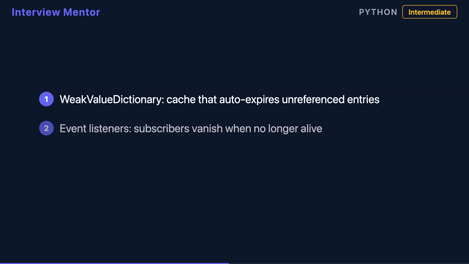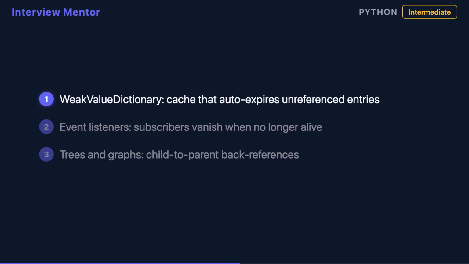Weak references shine in caches. Python's WeakValueDictionary removes entries automatically when values are no longer needed, keeping your cache fresh. They're also ideal for event listeners, where you want subscribers to disappear naturally without explicit cleanup.